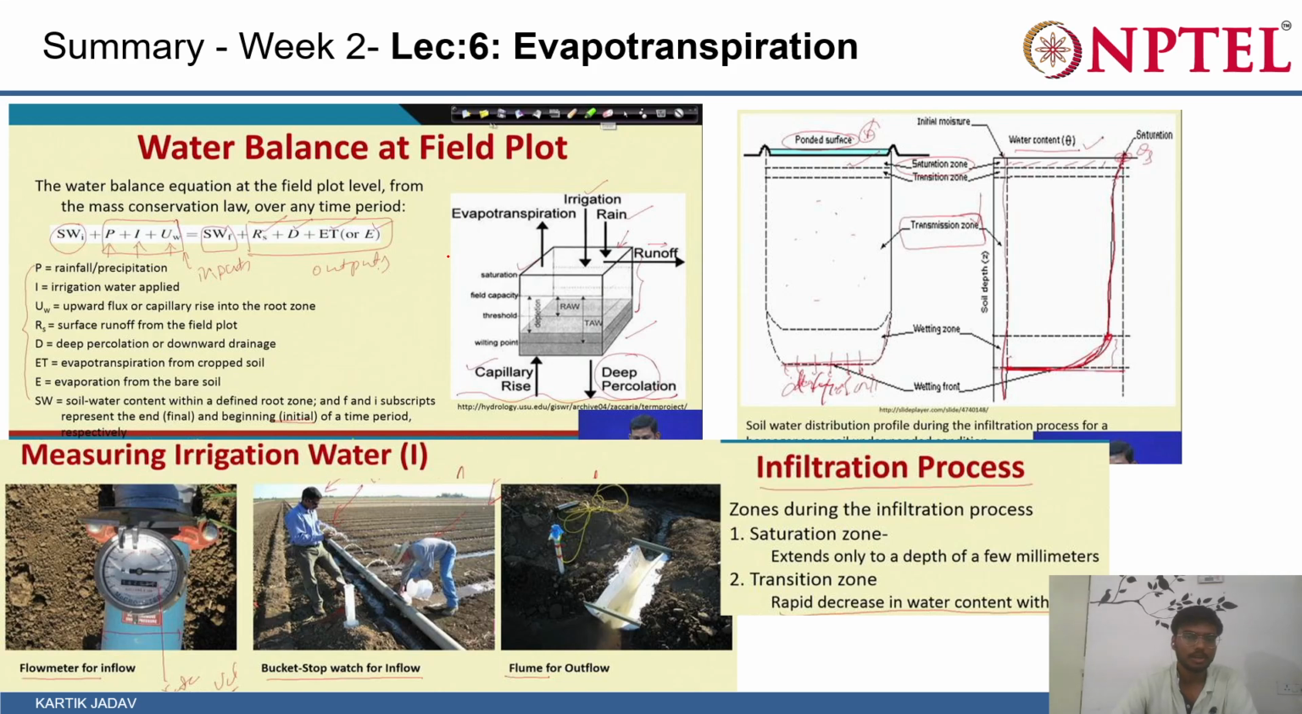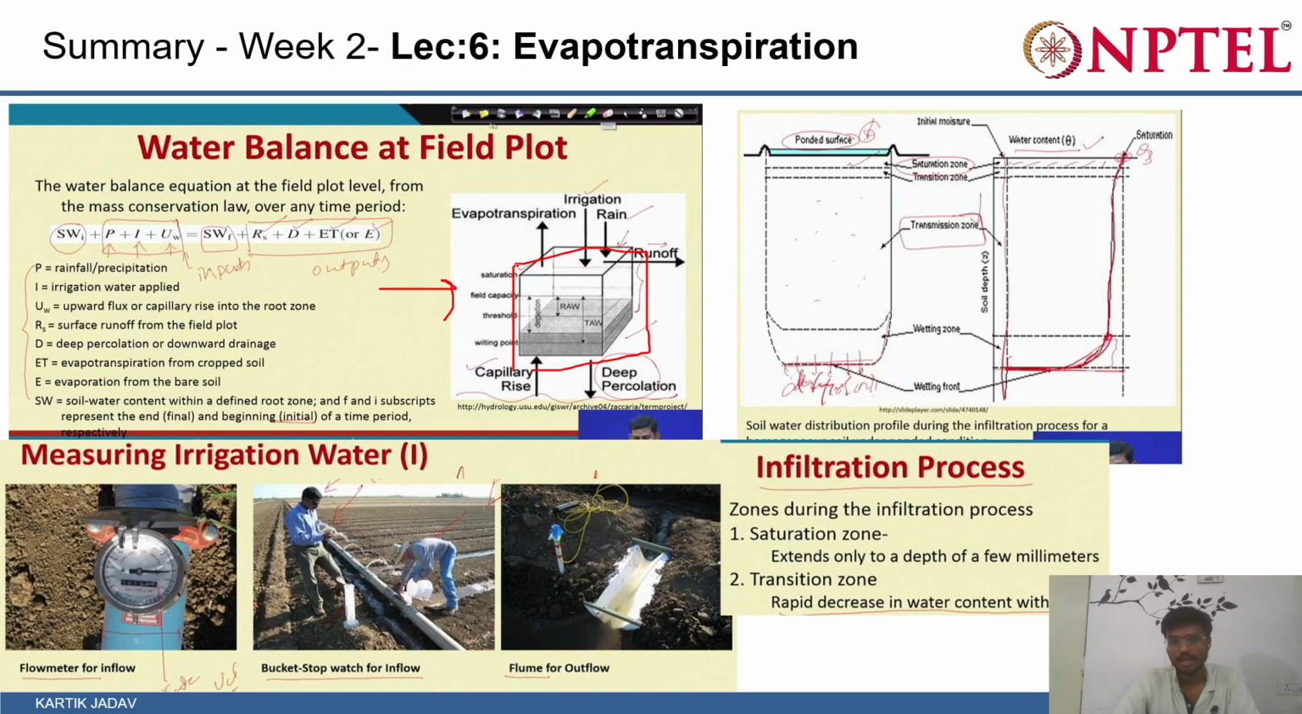And why it is important to balance water balance, because if you want to measure in the hydrological cycle, if you want to estimate any missing component, the water balancing approach is the fundamental principle. Okay, so this is the water balance approach, like what are the totals in the system. So consider this as a soil water system. Okay, soil with water, right?